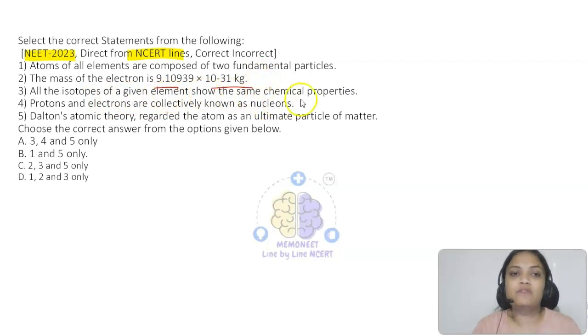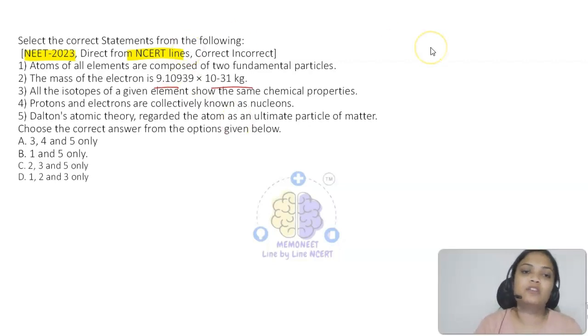All isotopes of a given element show the same chemical properties. Protons and electrons are called nucleons. Dalton's theory regarded the atom as the ultimate particle of matter. So what you can think of this question is that it's a very basic question. It has been asked from the very basic concept, but to solve it you need to have the information about all the 5 statements.